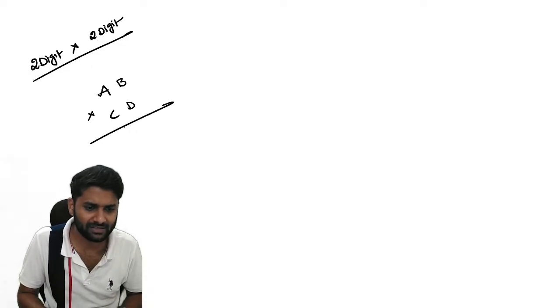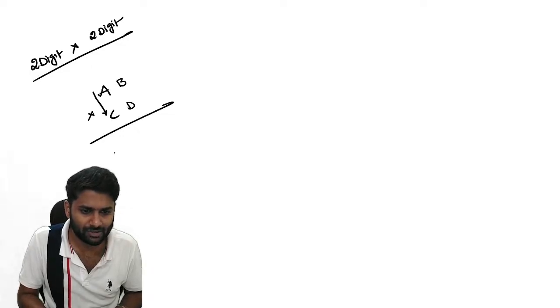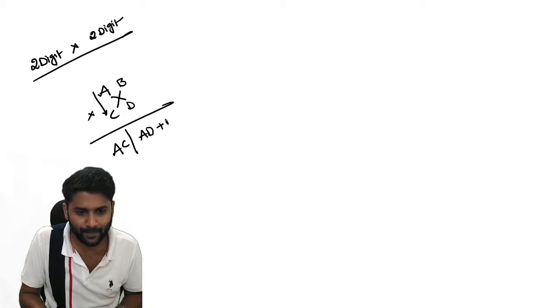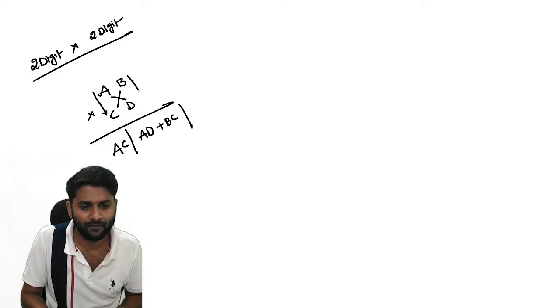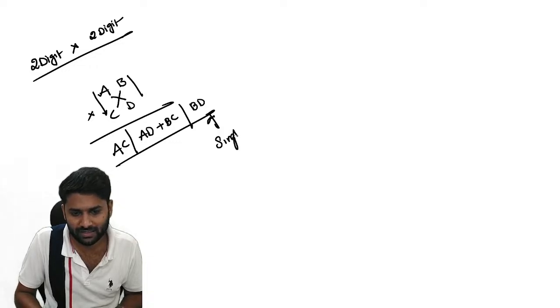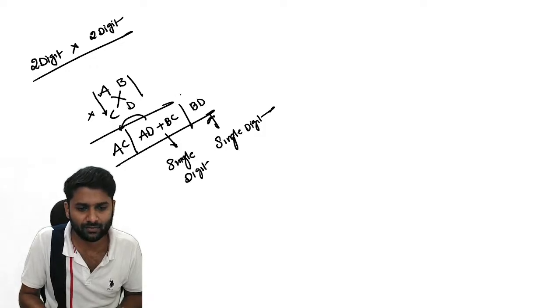If AB is multiplied with CD, step number one, multiply these two numbers. A into C is AC. Next one, cross multiply these two numbers. A into D is AD, B into C is BC. Finally, B is multiplied with D is BD. This is the resultant. Remember that you have to write only single digits every time. If you get any two digits in the resultant, you should carry over.